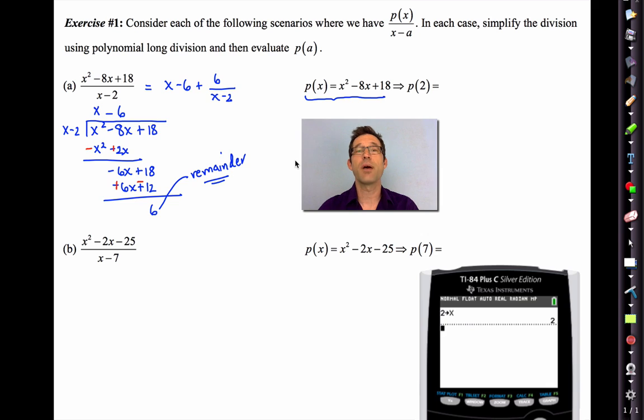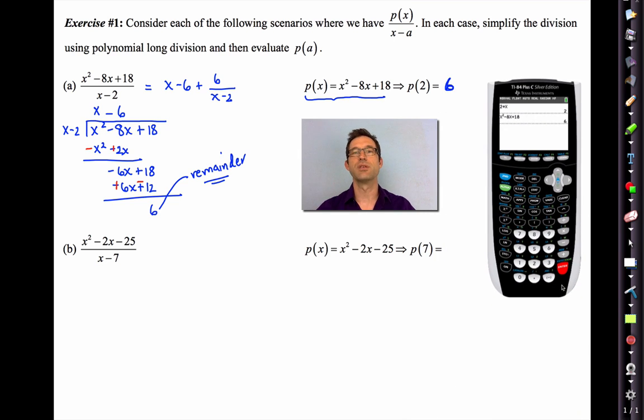Now I'm going to type out that quadratic expression. So I'm going to type out x squared minus 8x plus 18. All right, typed it all out, and now I'm going to hit enter. And that 6 that's sitting there is exactly that polynomial evaluated when x was equal to 2. So the numerator, when we evaluated at 2, is equal to 6. Big deal. Whatever, right? Let's do another one.